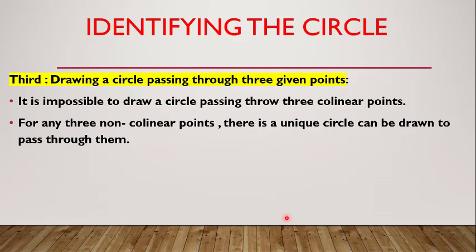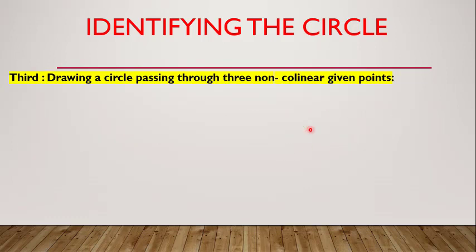What about if you have 3 given points and you want to draw a circle passing through the 3 points? At first, if the 3 points are collinear, it means the 3 points are on the same straight line. In this case, it's impossible to draw a circle passing through the 3 collinear points. But if the 3 points are non-collinear, in this case you can draw only 1 circle, a unique circle. How can we draw it?